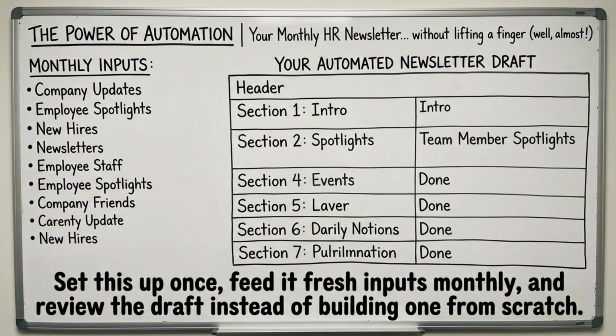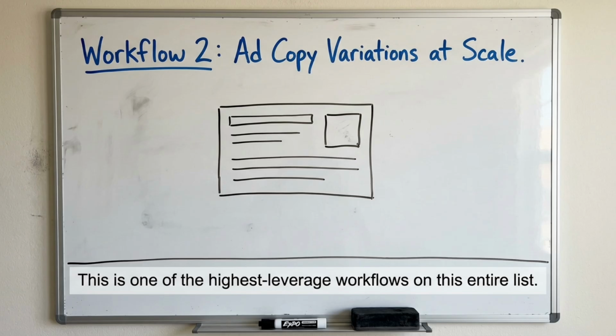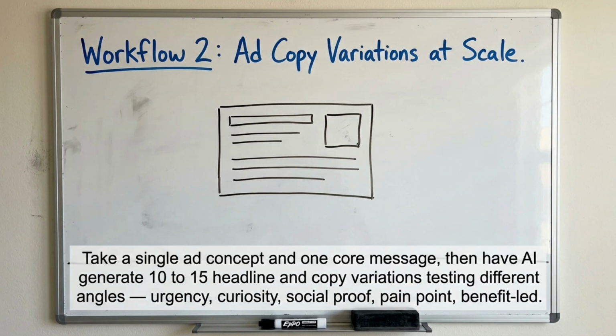Workflow 2. Ad copy variations at scale. This is one of the highest leverage workflows on this entire list. Take a single ad concept and one core message, then have AI generate 10 to 15 headline and copy variations, testing different angles: urgency, curiosity, social proof, pain point, benefit-led.